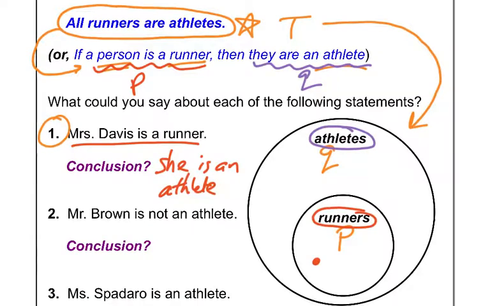What is that? If she's a runner, then she's an athlete. What are we using? This is the original conditional. This is if P, then Q. And that's what you concluded.